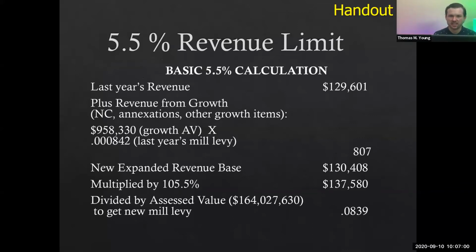This slide right here captures what the basic calculation is, if you just look at what is happening for all of these lines. To get your 5.5% revenue limit, you get last year's revenue plus any revenue from growth. And remember, the growth includes new construction, so houses going up, skyscrapers going up, annexations, so boundary changes for an entity, and other growth items.